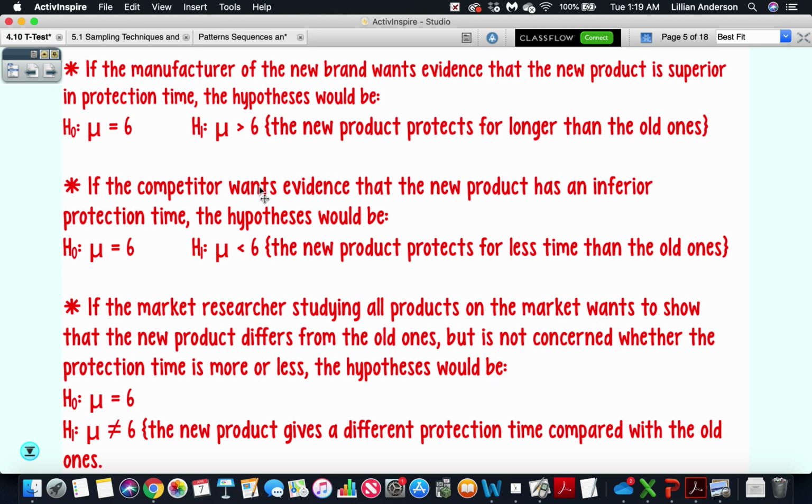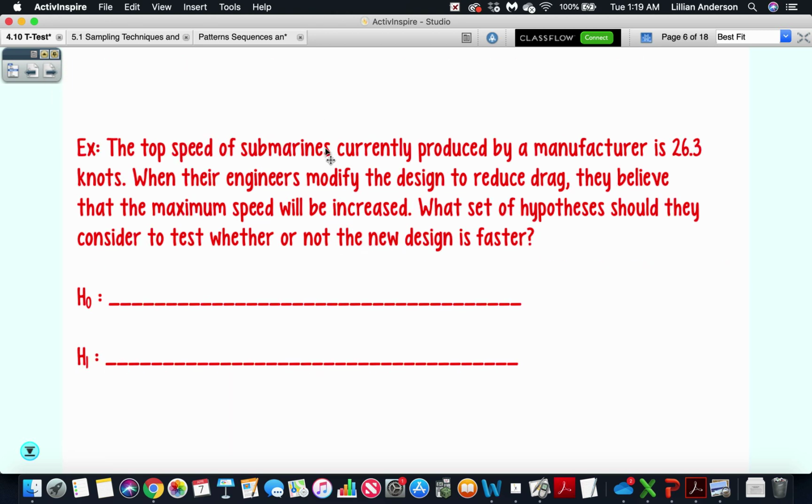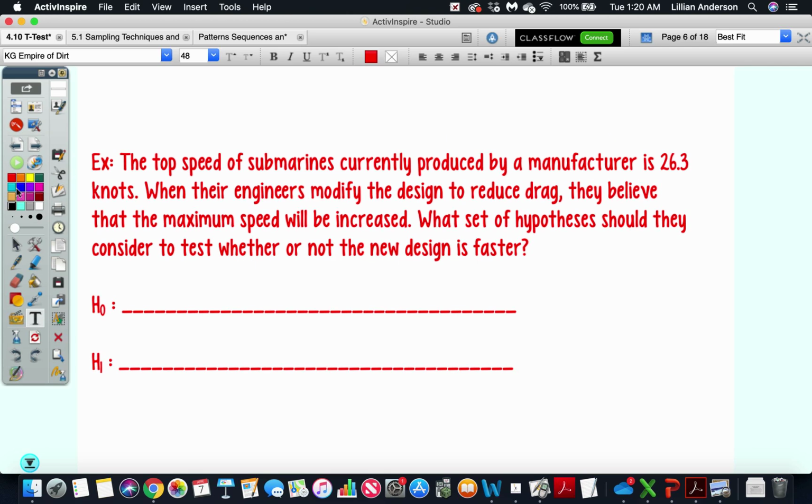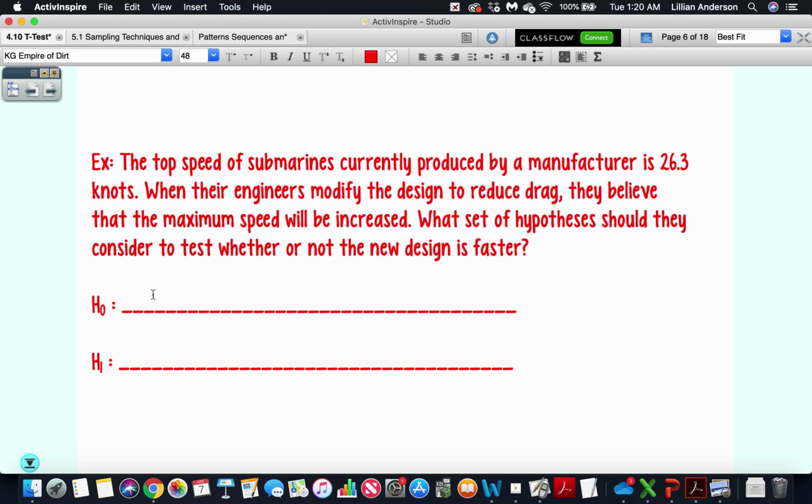Okay, but this is how you start off that very first step of writing the hypotheses when you're doing a t-test. So let's practice here. It says the top speed of submarines currently produced by a manufacturer is 26.3 knots. When the engineers modified the design to reduce drag, they believe that the maximum speed will be increased. What set of hypotheses should they consider to test whether or not the new design is faster? So here it's just asking what the hypotheses are that we would start out with if we were to try to test this.